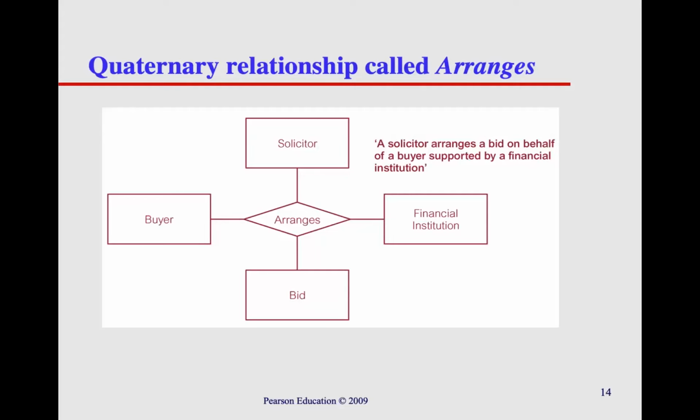So here's an example of a 4-way relationship. Here we have a solicitor who arranges a bid on behalf of a buyer, which is supported by some financial institution. That financial institution, for example, might be making a loan to the buyer. That would be a 4-way relationship.